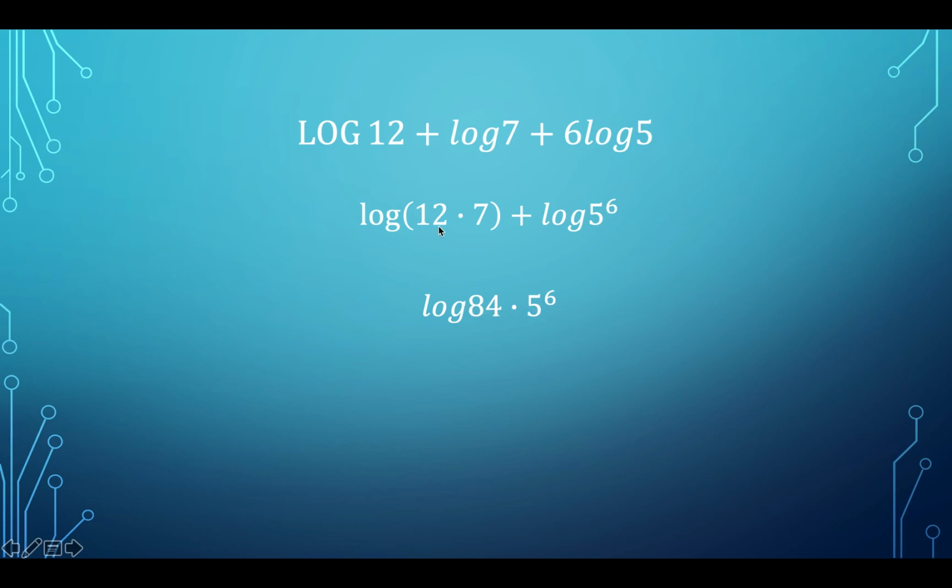How did I get 84? I went ahead and multiplied 12 times 7. So my final answer here would be log 84 times 5 to the 6th power. I wouldn't expect you to go ahead and simplify 5 to the 6th. This answer right here is fine as it is.